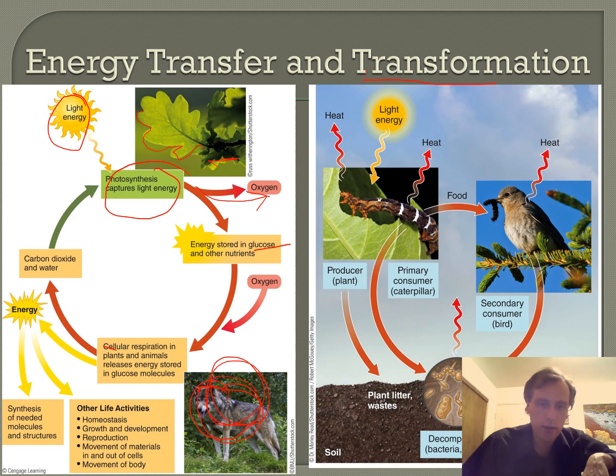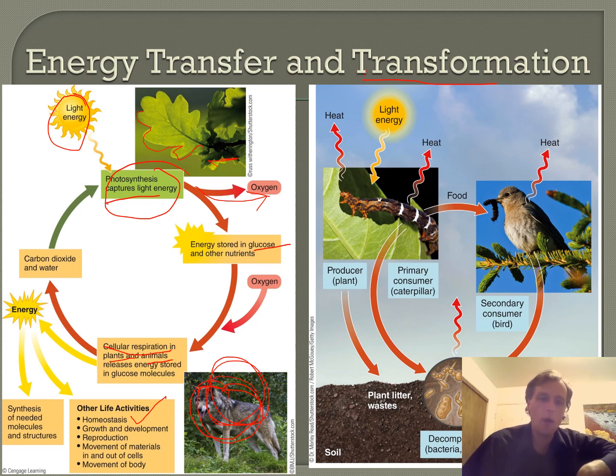This process is called cellular respiration, and it happens in plants and animals. And what this does is it releases energy stored in chemical form that the plant produced, and the animals and plants use it to get things done, like maintaining homeostasis, such as the wolf maintaining its body temperature, growing and developing, reproducing, and movement.